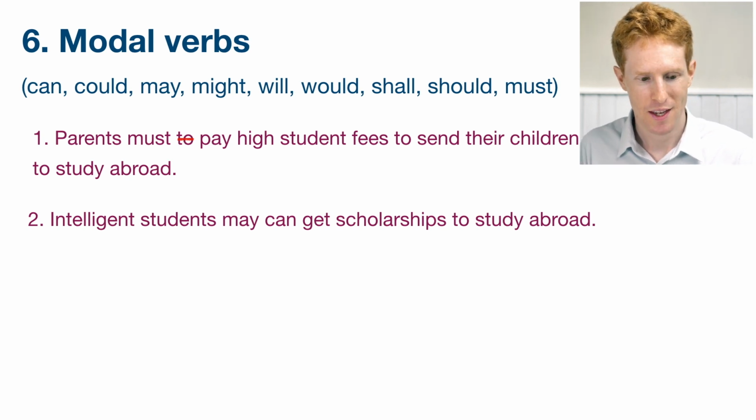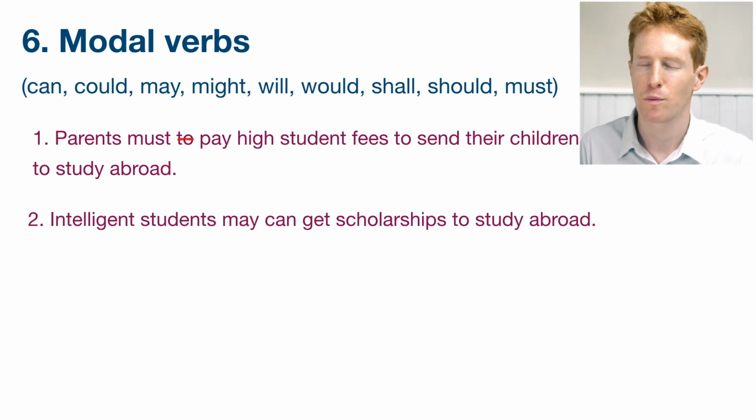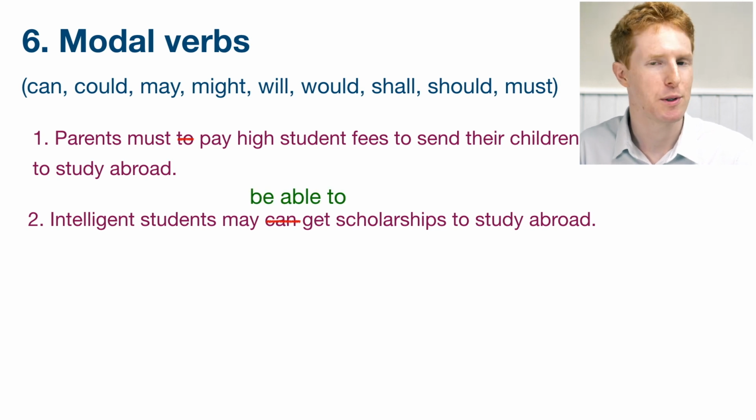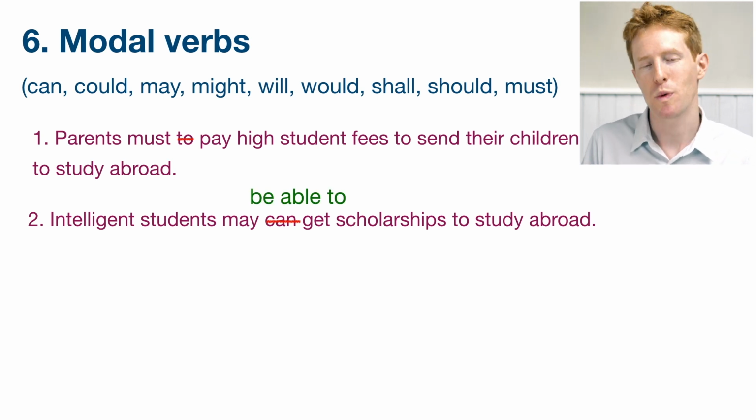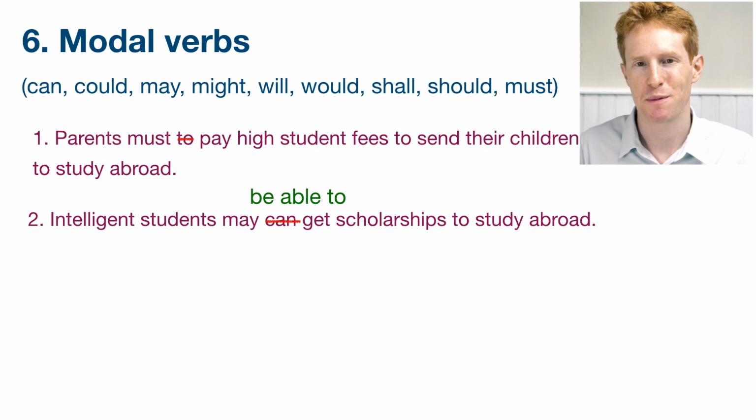Number 2, intelligent students can get scholarships to study abroad. What do we think of that? No. We say "may be able to". And the reason for that is we don't put 2 modal verbs together.